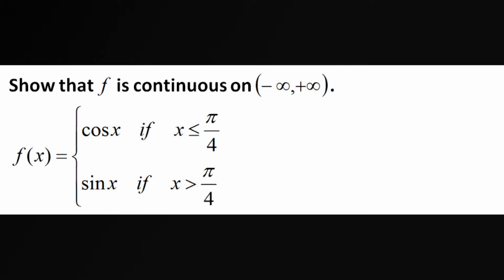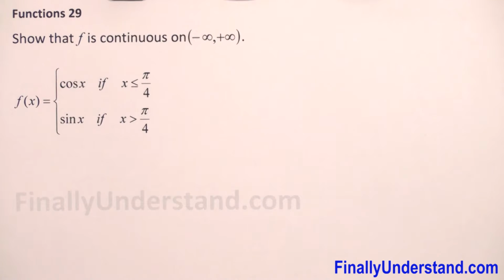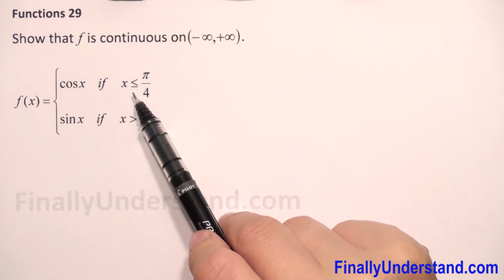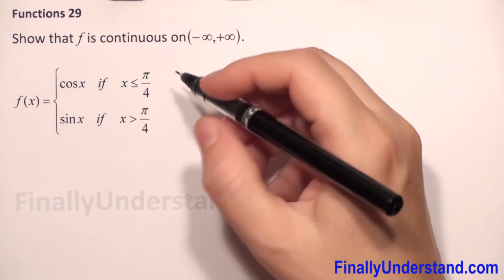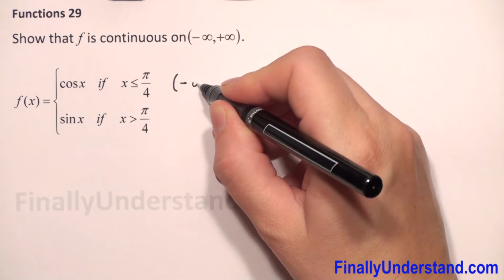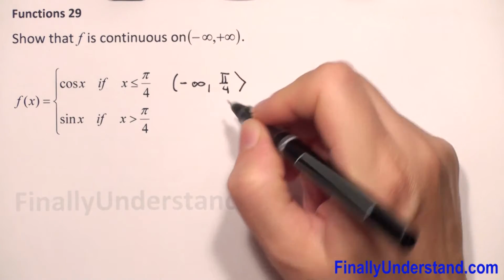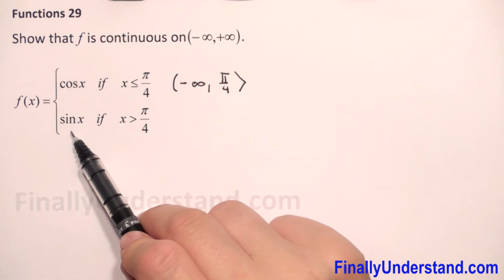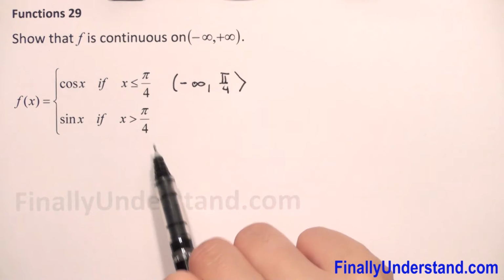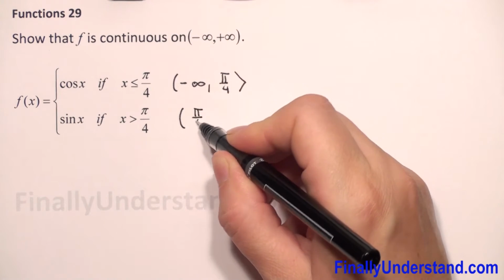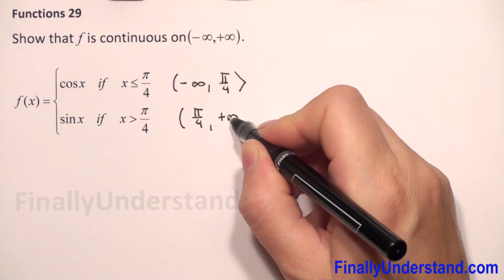In this example, we have to show that our function f is continuous. So let's see our function. Our function has two parts. First is cosine for x less or equals pi over 4. So this is interval from negative infinity to pi over 4, closed on the right side. The second part, we have sine for x greater than pi over 4. So here we have interval from pi over 4 to positive infinity.